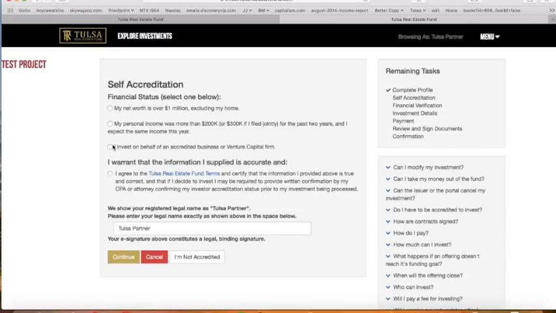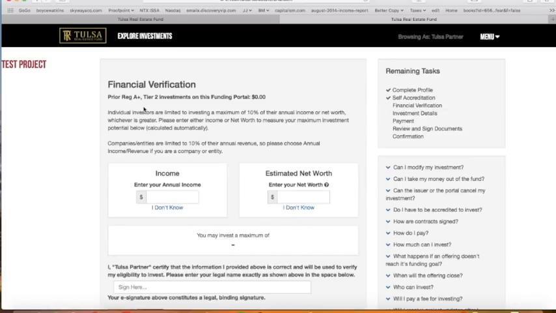If you're a non-accredited investor, go ahead and click I agree to the Tulsa Real Estate Fund terms and read it thoroughly. Go ahead and sign your name and then say I'm not an accredited investor. This is how you get to the non-accredited portal. As a non-accredited investor, you can invest up to 10% of your annual gross income or your net worth, whichever one is higher, 10% of that.